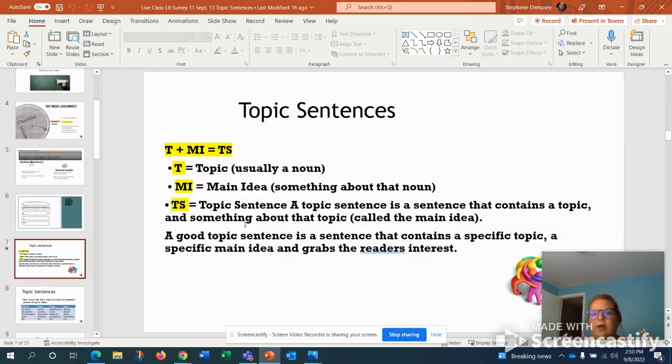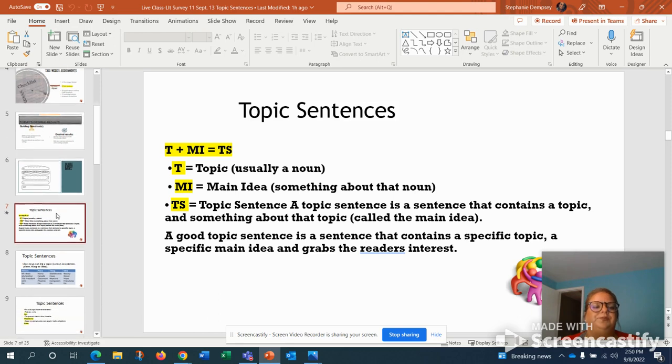So a way to think about your topic sentence is you have a topic plus your main idea, which is going to then give you your topic sentence. So your topic is usually a noun. It's kind of the main thing or idea what your story is about or the topic of the paragraph. Main idea is something about that noun. So a topic sentence contains a topic and something about the topic, which is the main idea. A good topic sentence contains a specific topic, a main idea, and grabs the reader's interest.